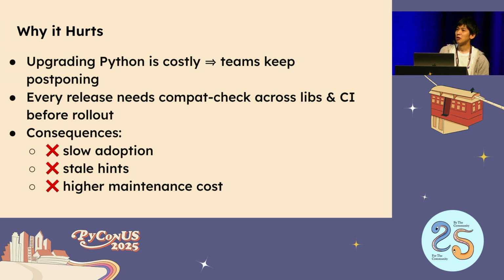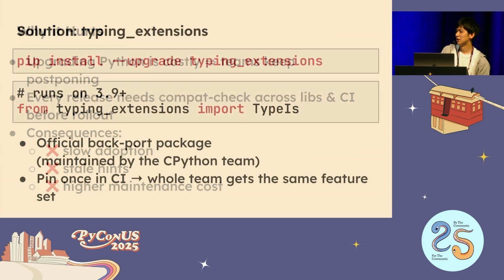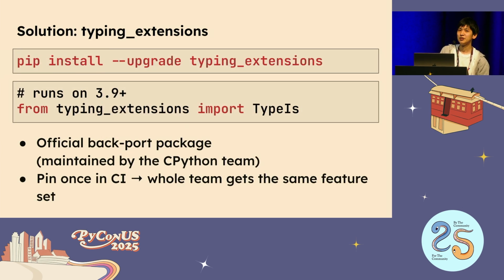Imagine I want to use a new type hint in Python. "Please approve my upgrade task to the big client, the enterprise client." It's too difficult to understand and include the business side. But we have a solution: typing_extensions. Typing extensions is the official backport package.